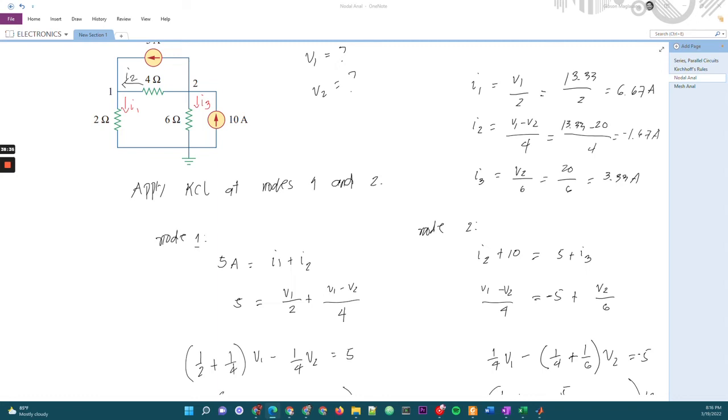Okay, so that will be an example of how to solve a circuit using nodal analysis. Next is, pwede mo try maybe another example.